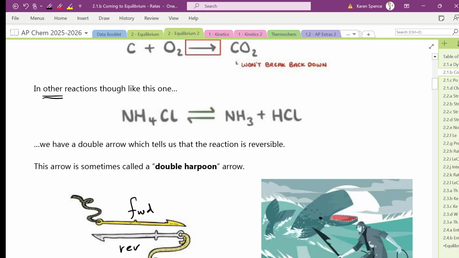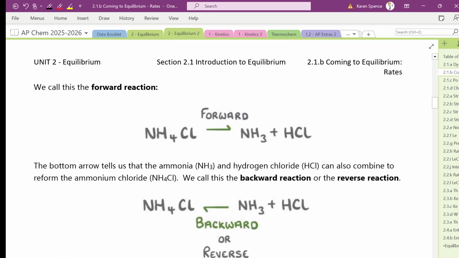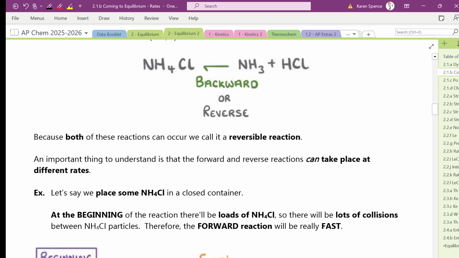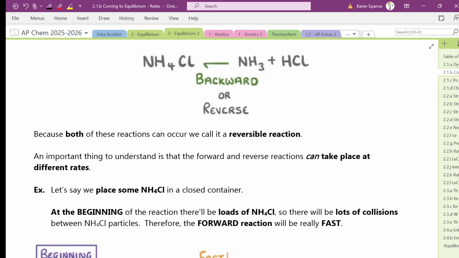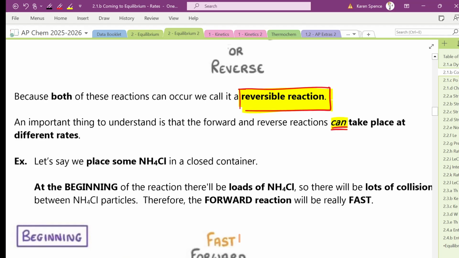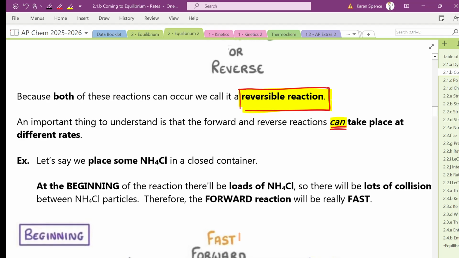So it tells us that NH4Cl can break down, NH3 and HCl can get back together. So there's our forward reaction, there is our backward or reverse reaction. Because both of these reactions are taking place, we call this a reversible reaction. And it is important to note that forward and reverse reactions can take place at different rates. Okay? No problem, they can be at different rates. It's just not at equilibrium if the rates are different.